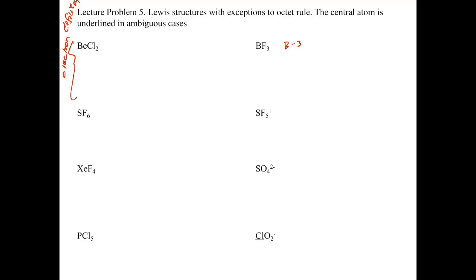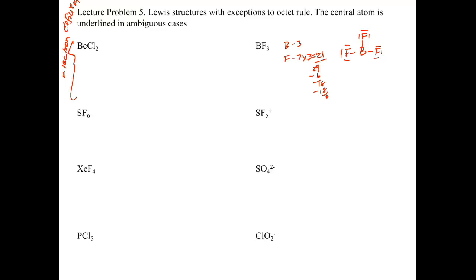So boron has 3 electrons. Fluorine has 7, so 7 times 3 is 21. This gives us a grand total of 24 electrons. Boron is definitely our least electronegative atom, so that's going to go in the middle. Our 24, we're going to take 24 minus 6, which gives us 18. So we're going to draw our lone pairs in: 1, 2, 3, 4, 5, 6, 7, 8, 9. Now here's the interesting thing with BF3.